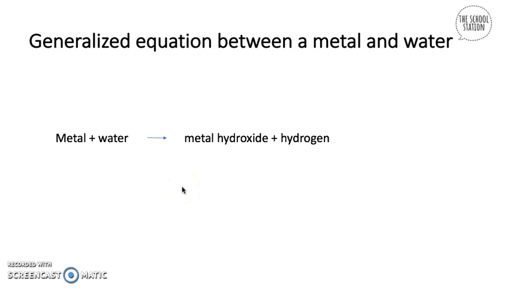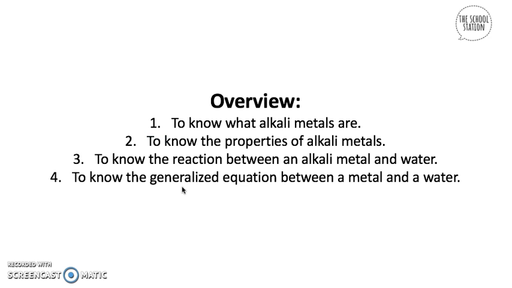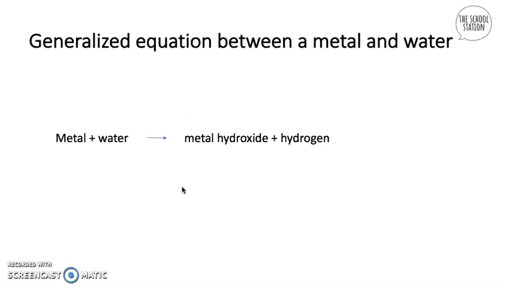So that's basically everything we found out about alkali metals, their reactivity, their densities. Just as an overview of what we have learned today, we learned what alkali metals are. We've also learned the properties of alkali metals, so how reactive they are, what their densities are, what the reaction with water is for them, and we've also learned their melting and boiling points. And we've also learned the reaction between alkali metal and water, so as it goes down the group, the reaction just becomes bigger and more explosive. And fourth of all, we also learned that the generalized equation between a metal and water is metal plus water makes metal hydroxide plus hydrogen.